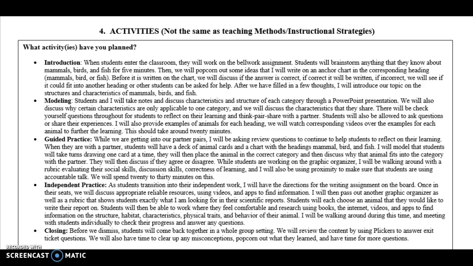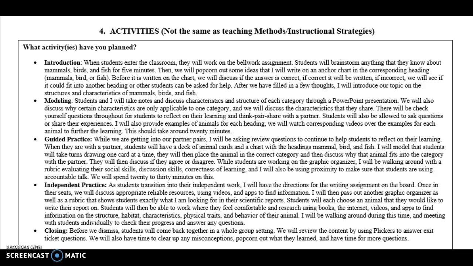Modeling. Students and I will take notes and discuss characteristics and structures of each category through a PowerPoint presentation. We will also discuss why certain characteristics are only applicable to one category, and we will discuss the characteristics that they share. There will be check yourself questions throughout the PowerPoint for students to reflect on their learning and think, pair, share with a partner.